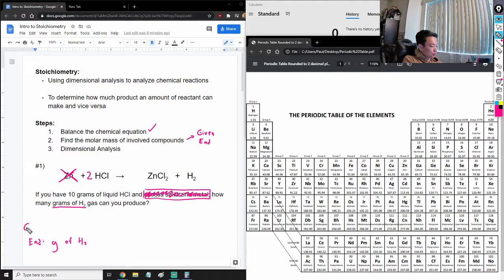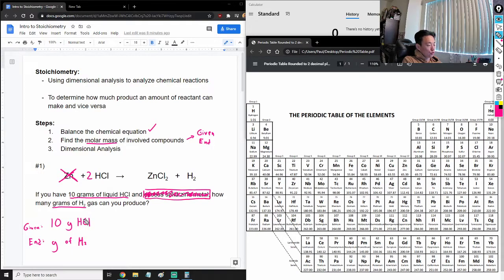Now for our given, what are we starting off with? It's usually the one with a number, right? It says if you're given 10 grams of liquid HCl, that means you have 10 grams of HCl. Okay, so that's our given and our end. Now, we're not done yet because it says to find the molar mass of these compounds. So we have HCl and we have H2.